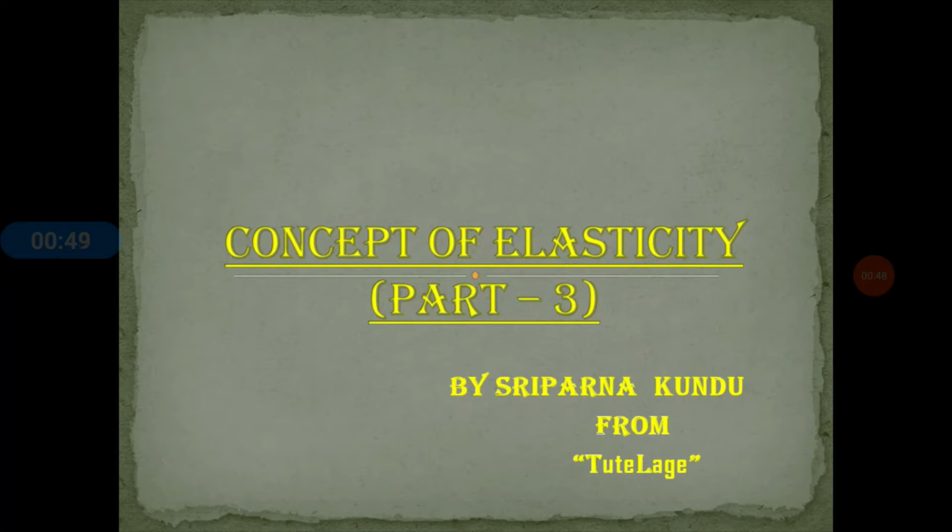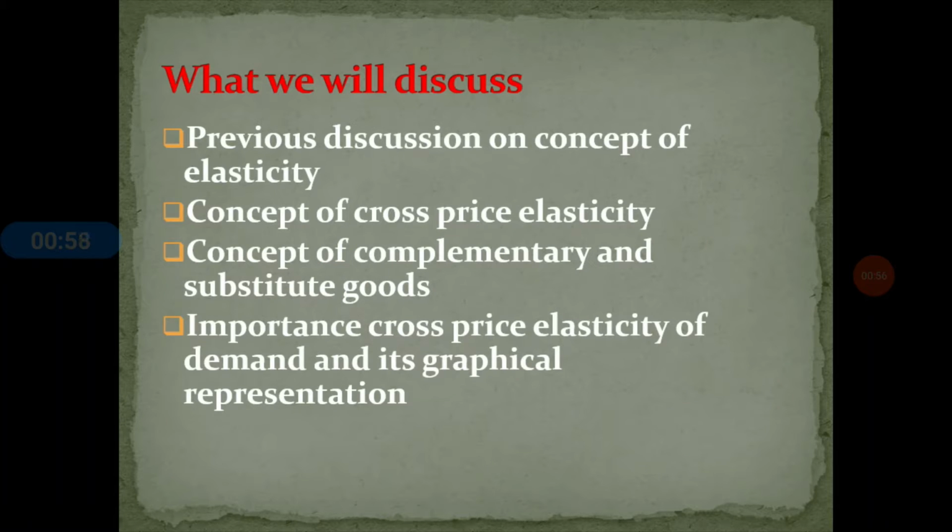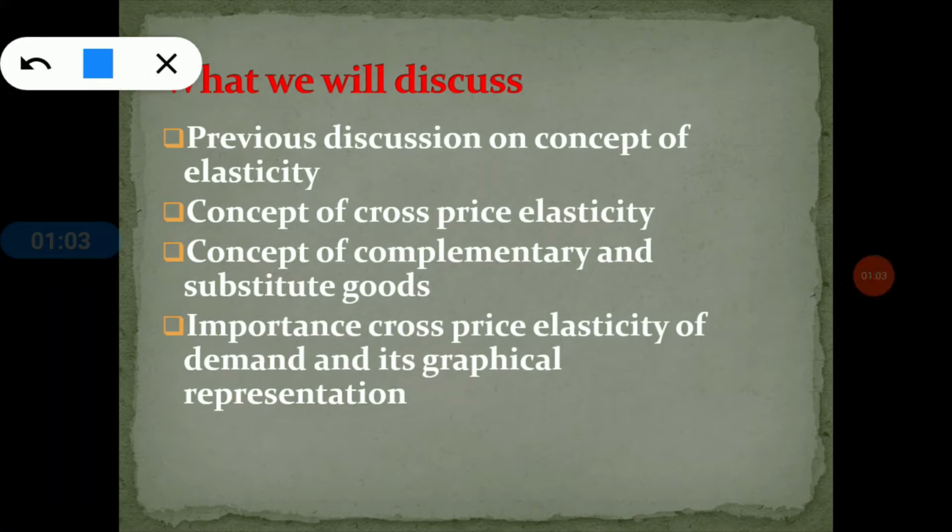So learner, let's check what we will explain for today's session and move on to the next slide. Here, this is the next slide, and we can see there are some subtopics for today's session. The first concept is cross price elasticity of demand. The second one is the concept of complements and substitute goods. And the third concept is the importance of cross price elasticity of demand and their graphical representations. So time is precious, so let's not waste time. Let's start today's session and go to my next slide.